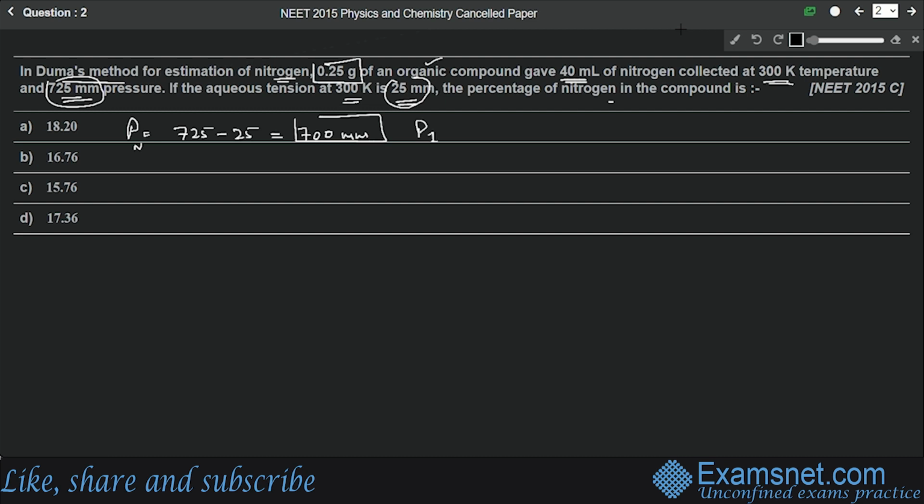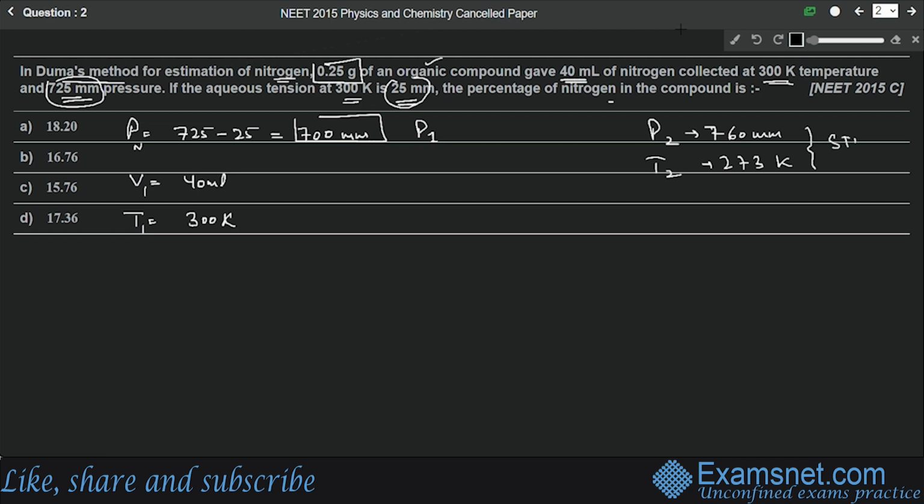Now volume is given as 40 ml. This is V1, and the temperature is 300 Kelvin. This is T1. So P1 is equal to 700 millimeter, V1 is equal to 40 ml, and temperature T1 is equal to 300 Kelvin. Now what will be the value of P2 and T2? We know that at STP, pressure is equal to 760 millimeter. This is at STP, and temperature is 273 Kelvin.